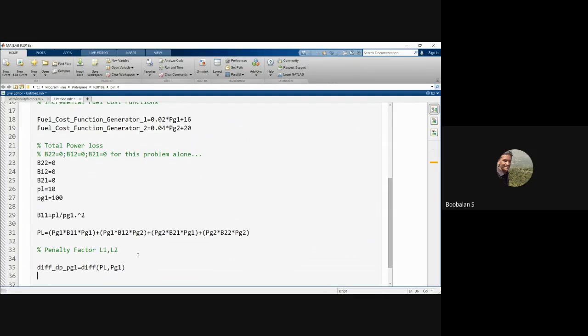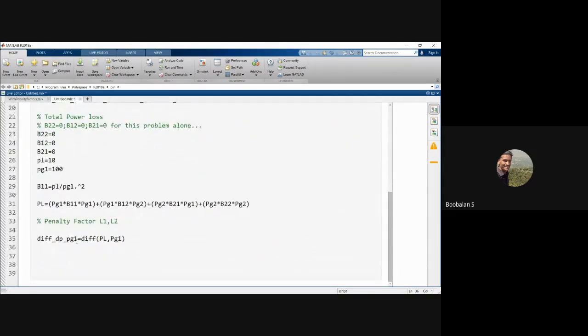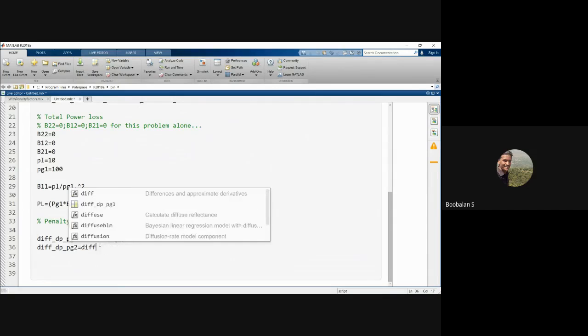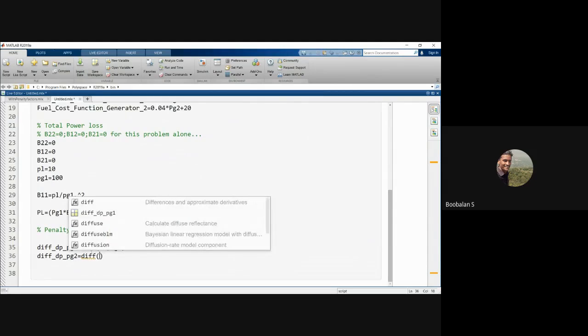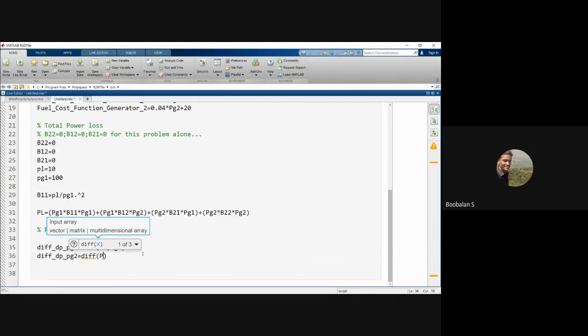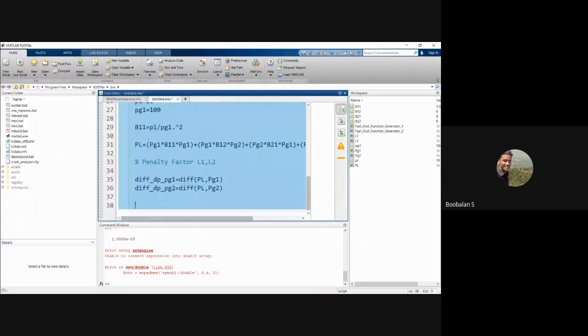In the same way, we just need to differentiate one more in order to calculate L2, right? So I'm just going to use one more thing, dpg2 equal to diff of PL comma PG2, right? And now we are able to calculate this. Once again we just run it, so we can check whether this step works. Wait one second, we are just going to run it.